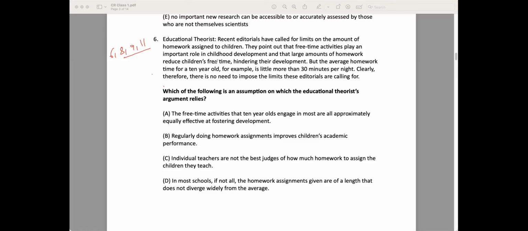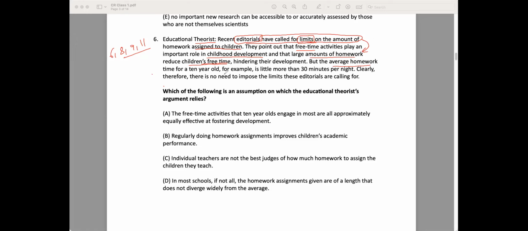Okay, let's see these questions quickly. Educational theorist: "Recent editorials have called for limits on the amount of homework assigned to children." So editorials we are talking about. Some editorials have called for limits on the amount of homework given to children. "They point out that free time activities play an important role in children's development and that large amounts of homework reduce children's free time." So this is the claim, and this is the reasoning. They are calling for limits on the amount of homework because it reduces free time for children.